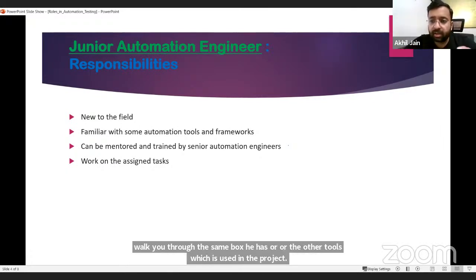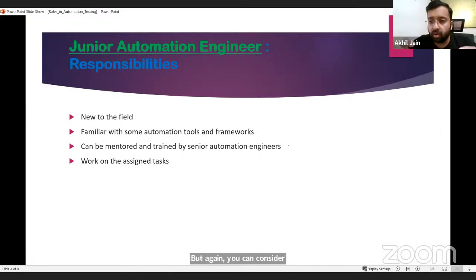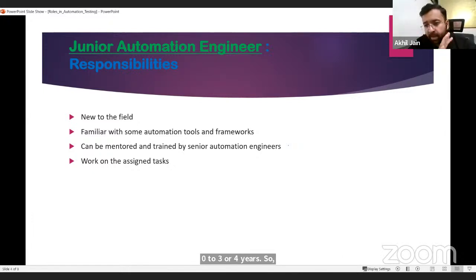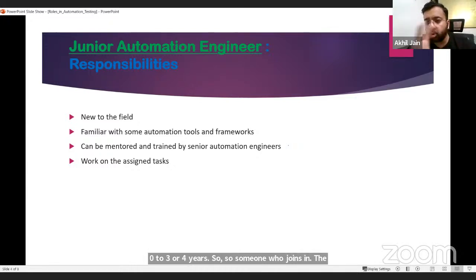But again, you can consider this role as a learning role. You are learning while you're working, right? This could be applicable for a person with an experience of, let's say, 0 to 3 or 4 years. So someone who joins in, the minimum expectation is that he knows the tools and technology which could be used. Maybe he has not developed the entire framework, but he has some knowledge around it, and he or she can work on the task if assigned to them, with the help of their senior engineers, or more senior people within the team.